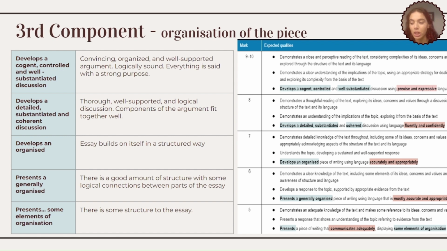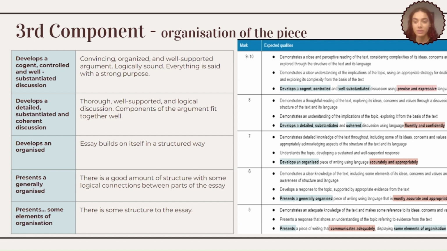So, a cogent, controlled, and well-substantiated discussion. It is convincing, it is organized, and it is well supported. Everything is logically sound, okay? It is said with a strong purpose. That is a big point. There's not a huge amount of fluff in a 9 and 10. Every sentence, the majority of the sentences, are purposeful. They are doing something in helping you respond to the prompt accurately and well.